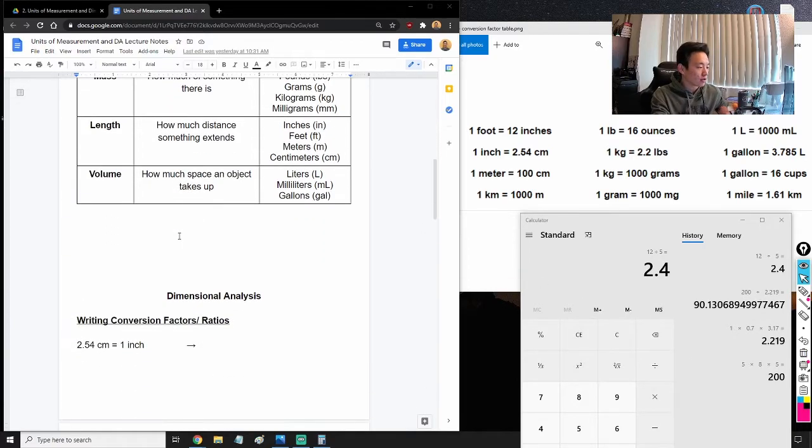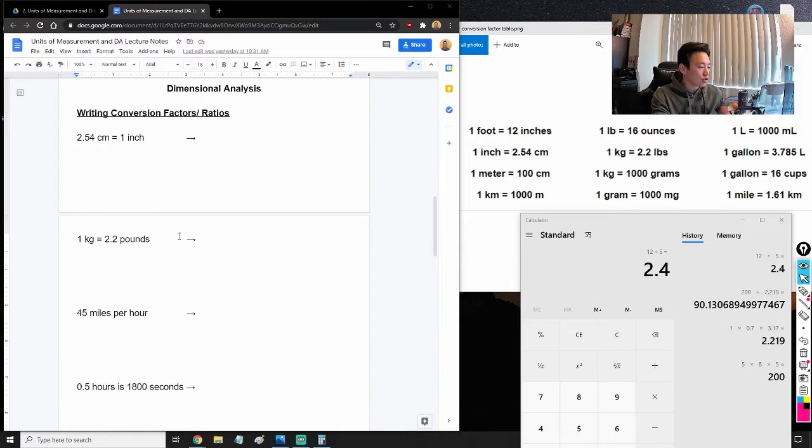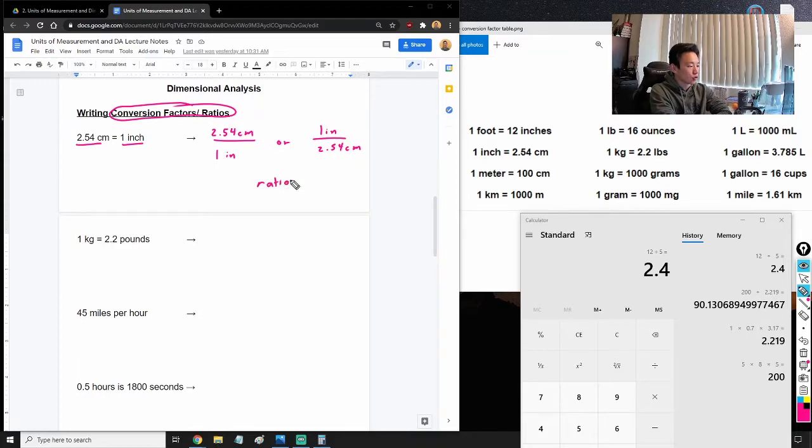Alright, so now we can talk about dimensional analysis. Before we can do dimensional analysis, we have to learn how to write something called conversion factors or ratios. It's very simple. When you see that one thing is equal to another thing, all you need to do is turn it into a fraction. So here we have 2.54 centimeters equals 1 inch. If I want to write a conversion factor, or a ratio, all you need to do is write 2.54 centimeters over 1 inch. Or you can do 1 inch over 2.54 centimeters. And either one of these will be your ratio.